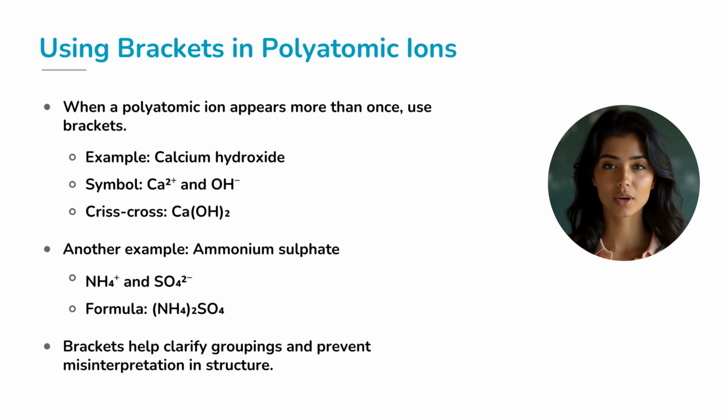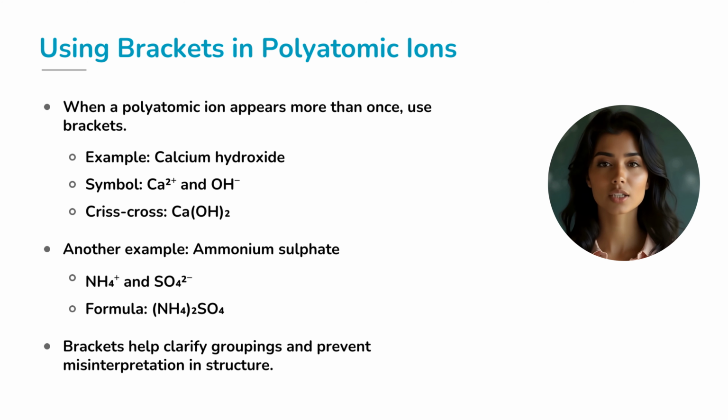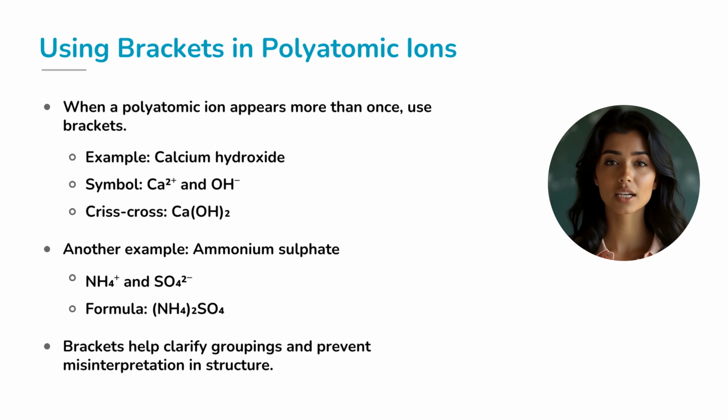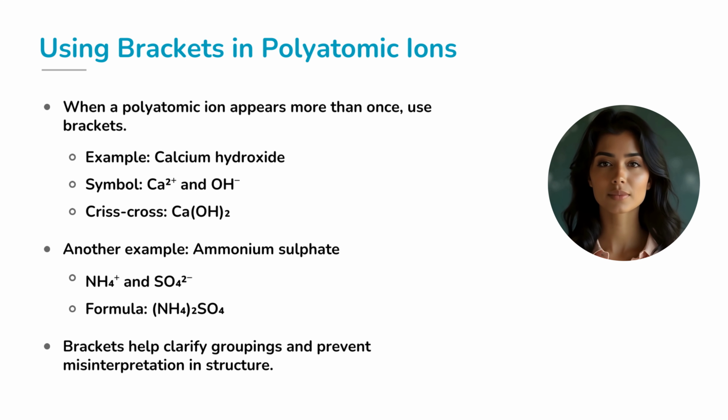Let's now look at compounds with polyatomic ions. These are groups of atoms that behave as a unit. Take calcium hydroxide as an example. Calcium is Ca2+, hydroxide is OH-. To balance the charges, we need 2 hydroxide ions for every 1 calcium. So we write the formula as Ca(OH)2. Why the brackets? Because we are showing that the entire OH group appears twice, not just the H.